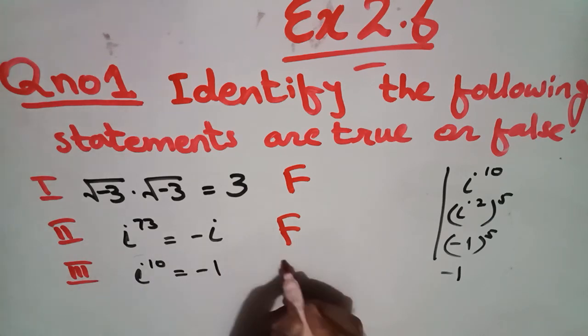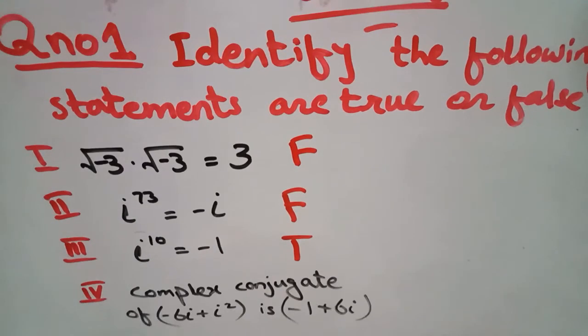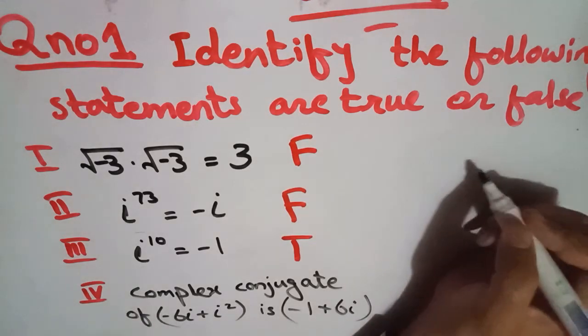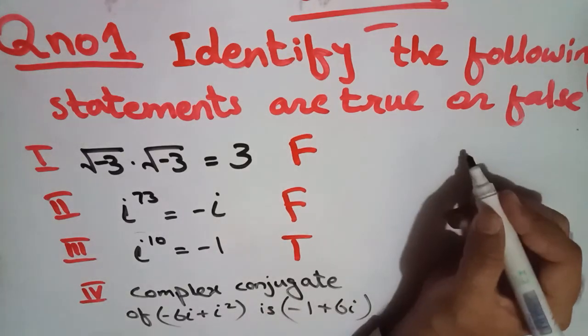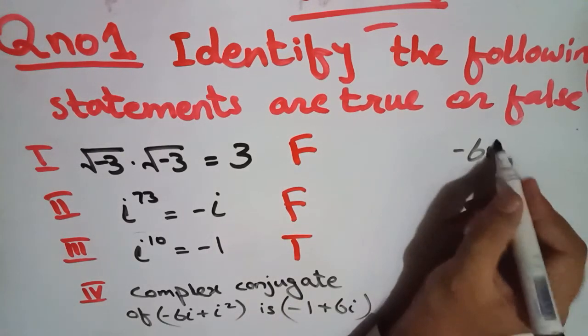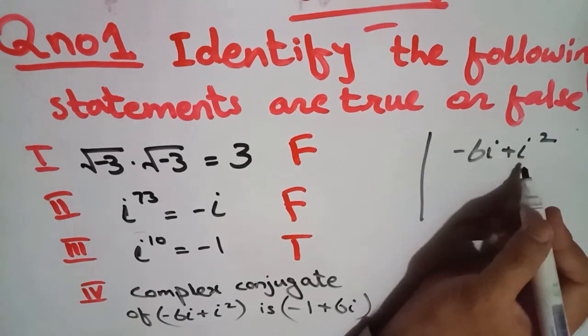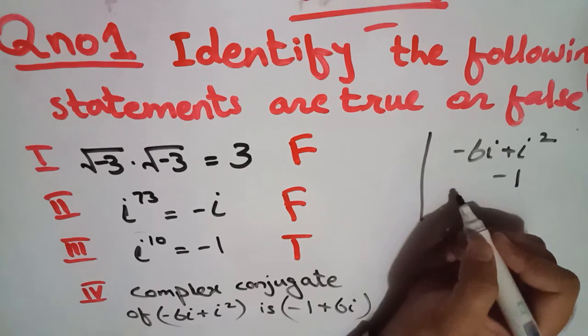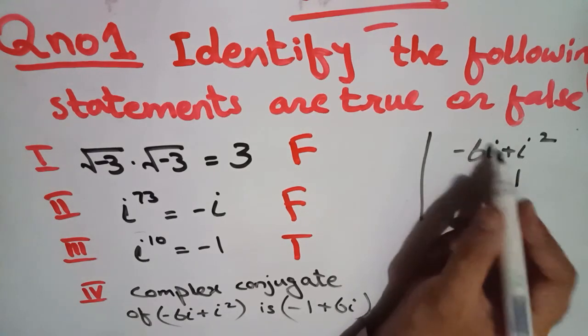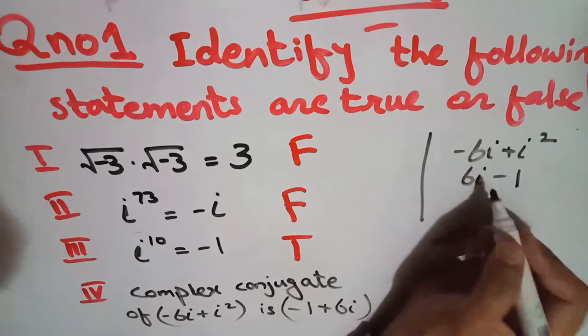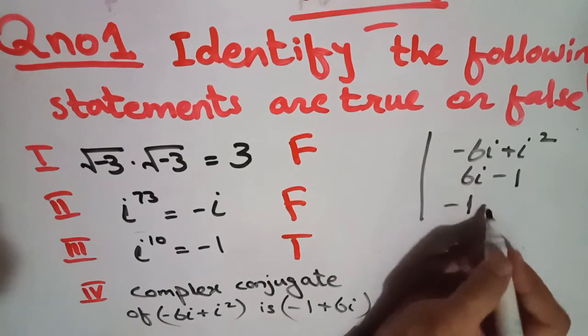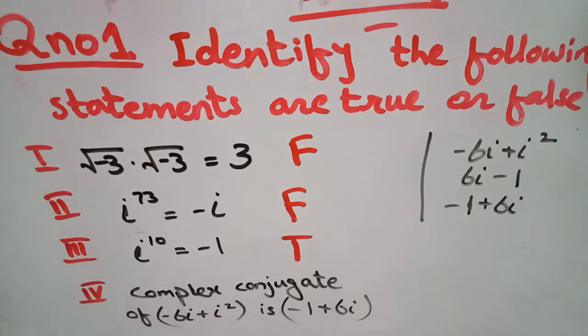it is a true statement. Okay, in the next statement, statement number 4, we have to tell whether the complex conjugate of minus 6 iota plus iota square is minus 1 plus 6 iota. So we will find the complex conjugate in the rough work. As we know, in minus 6 iota plus iota square, the value of iota square is equal to minus 1, and we will take the conjugate of the complex number. This is the complex number. The sign of the iota term will change into the positive sign. You can write it minus 1 plus 6 iota. Yes, it is a true statement. You can write that it is a true statement by writing true.